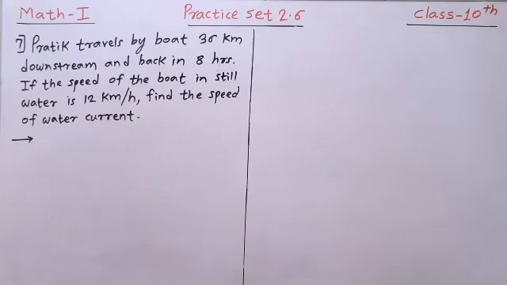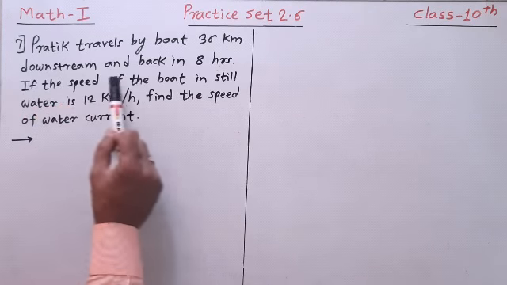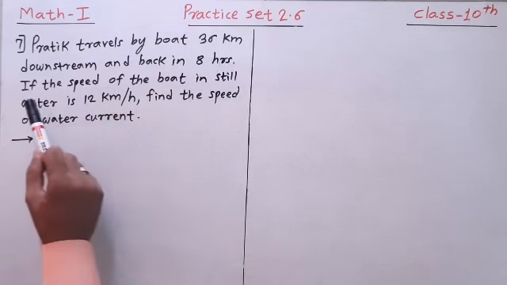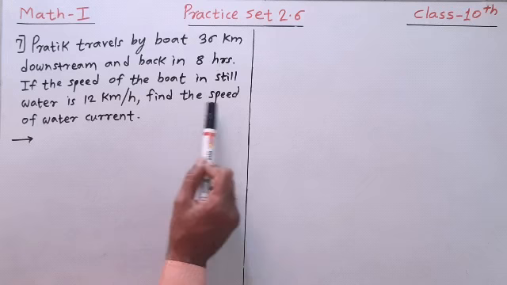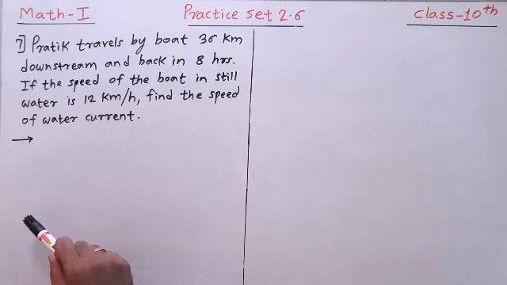Okay, now let's move to question number 7. Pratik travels by boat 36 km downstream and back in 8 hours. If the speed of the boat in still water is 12 km per hour, find the speed of water current.